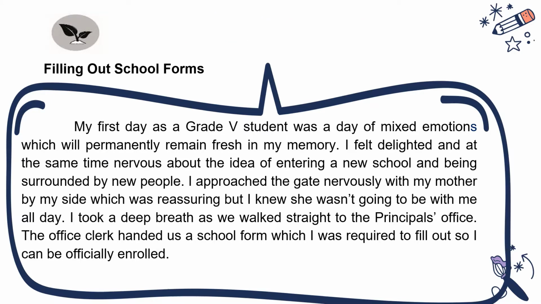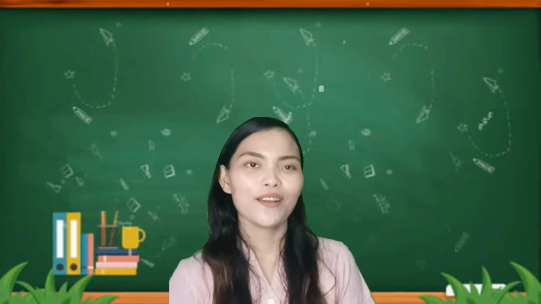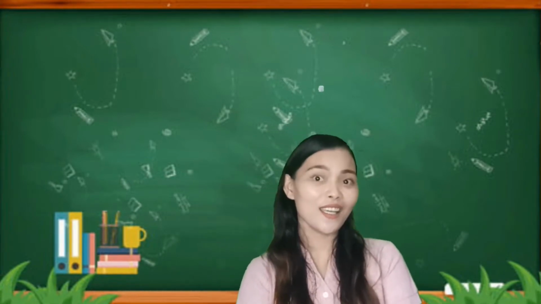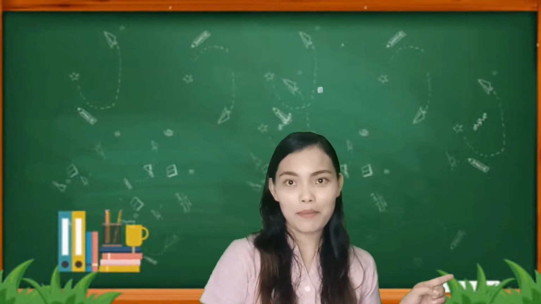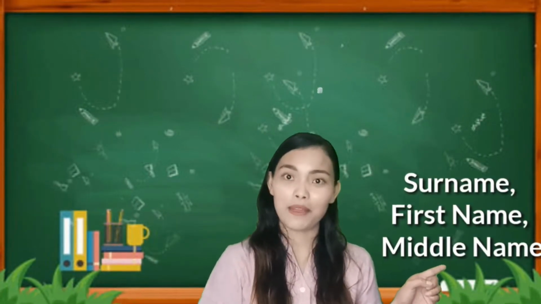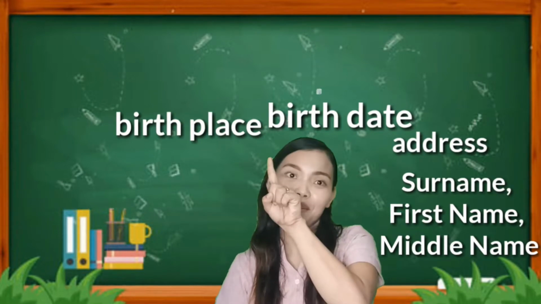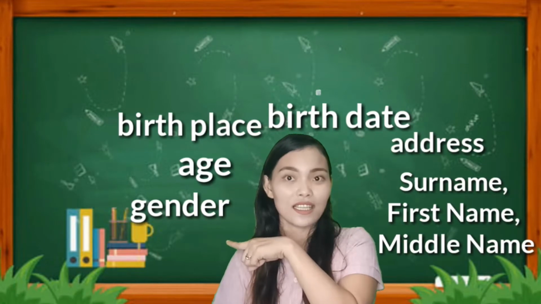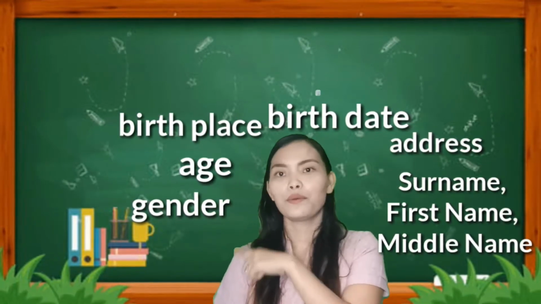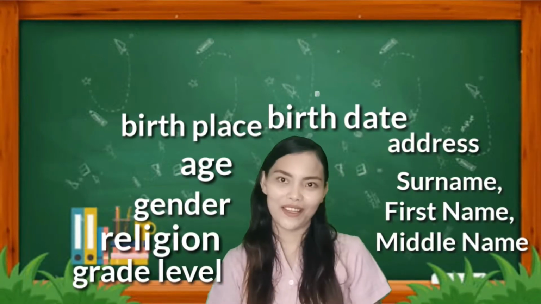For the next activity, filling out school forms. So, these are some of the common universal information you need to write in a school form. Surname or last name, then first name and middle name, address, birth date, birthplace, age, gender. Gender is if you are a male or a female, religion, previous grade level, and present grade level.